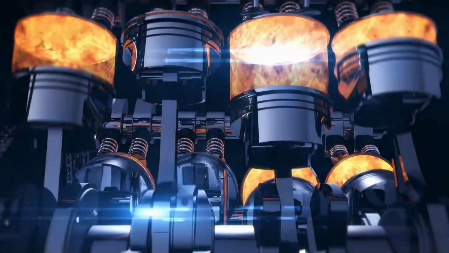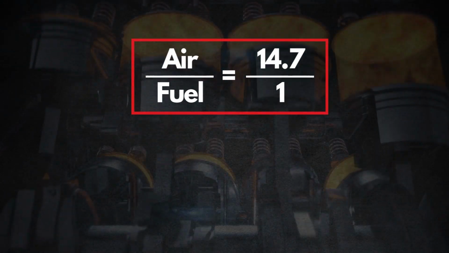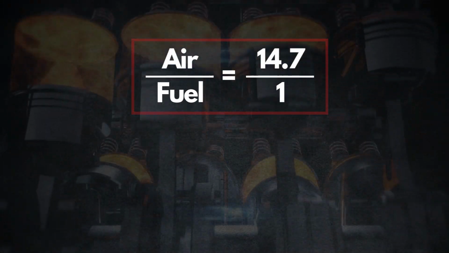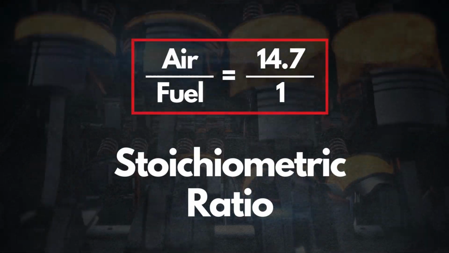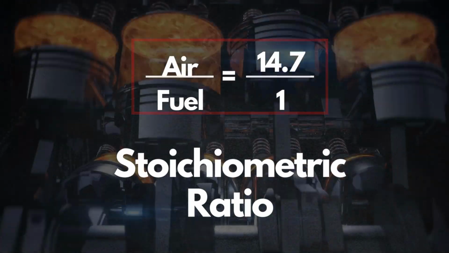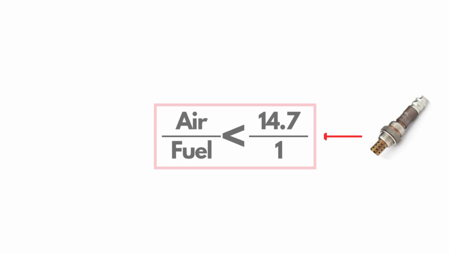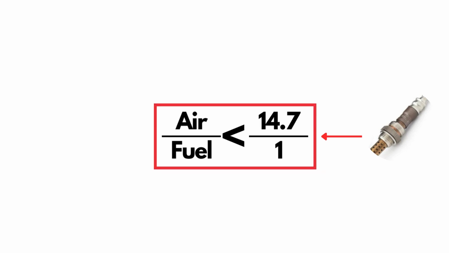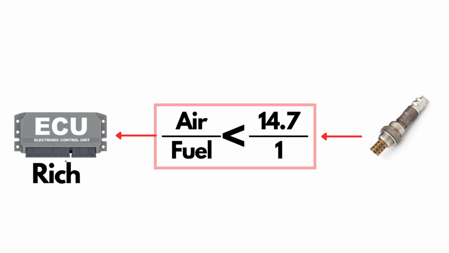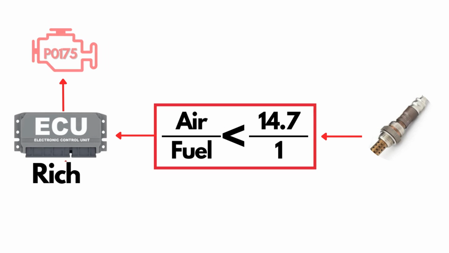For gasoline engines, the ideal air-fuel ratio is 14.7 parts air to 1 part fuel. This is known as the stoichiometric ratio. When the mixture is at this ratio, combustion is efficient and emissions are minimized. But when the oxygen sensor detects that the air-fuel ratio is lower than 14.7 to 1, meaning there's too much fuel or too little air in the mixture, the PCM interprets this as a rich condition. If this rich condition persists for an extended time, the PCM triggers the P0175 code, indicating that the system on Bank 2 is running too rich.